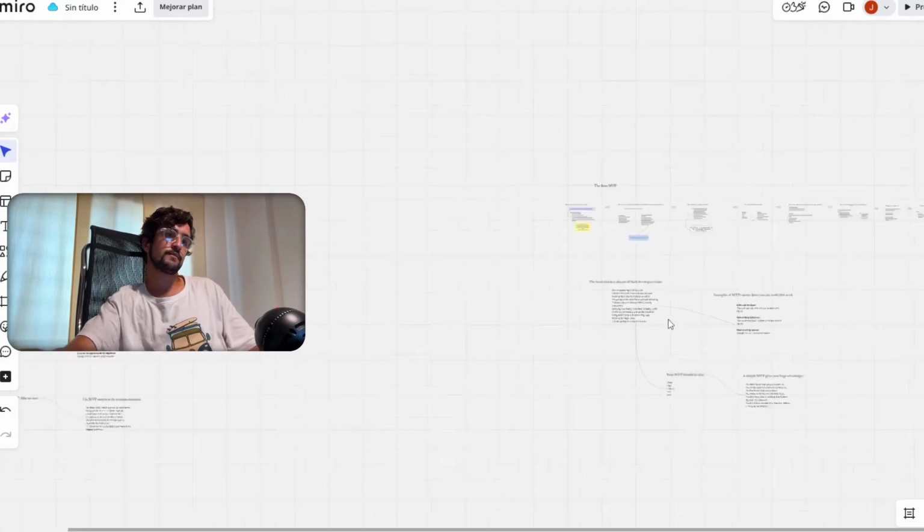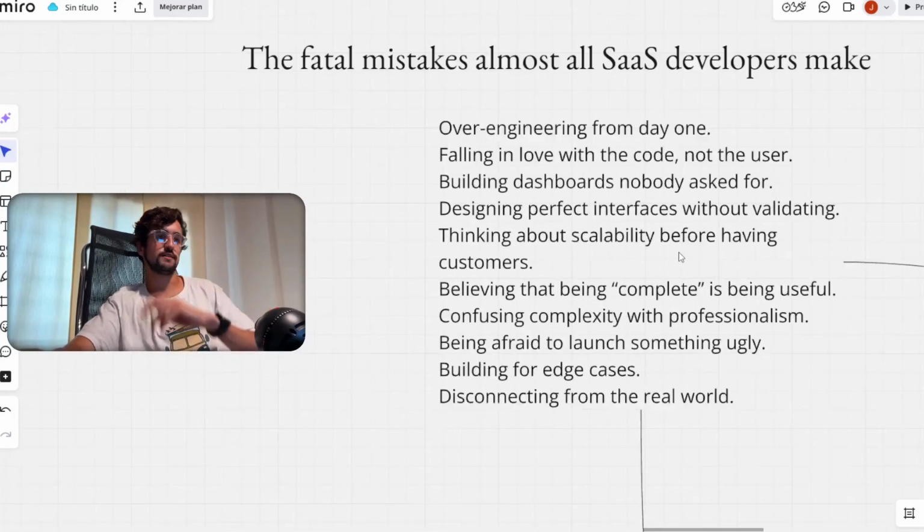And I have a bonus for you, okay? First of all, try to avoid these issues, okay? I already made these mistakes. First of all, over-engineering from day one. Falling in love with the code, not the user. Building dashboards nobody asked for. Designing perfect interfaces. Thinking about scalability before having customers. Believing that being complete is being useful. Confusing complexity with professionalism. Being afraid to launch something ugly.